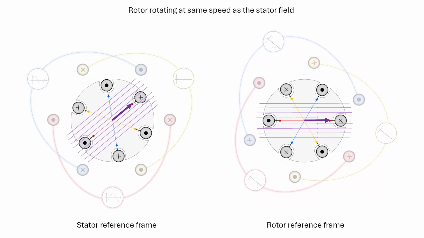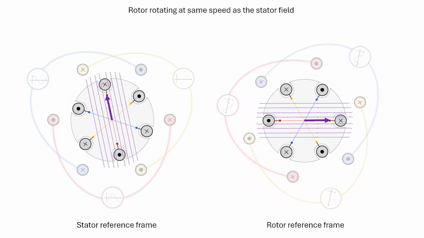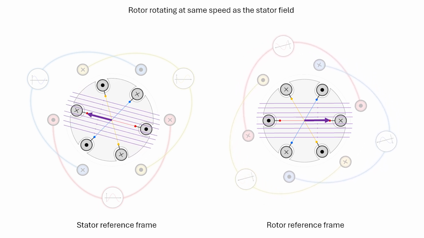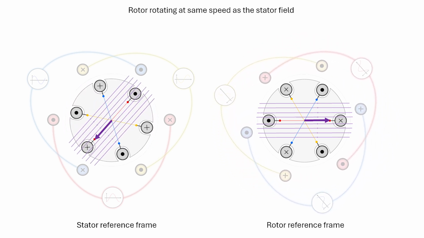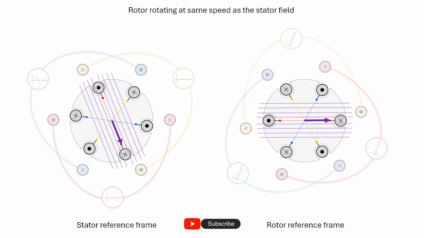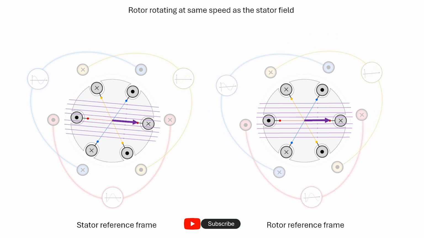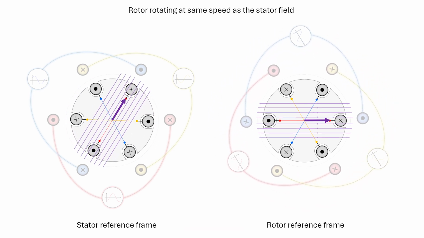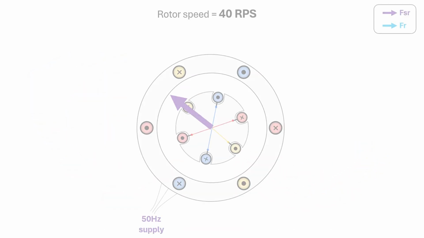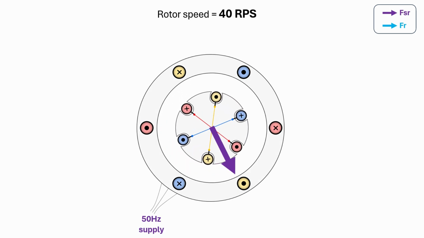This is one of the key characteristics of induction motors. It cannot generate torque at the speed of the stator field. This speed is called synchronous speed. For a stator supplied with a 50 Hz voltage supply, this synchronous speed is 50 rotations per second, 50 RPS. Let's consider rotor speed at 40 RPS. The stator is supplied with a 50 Hz supply, setting the speed of the stator field to 50 RPS.